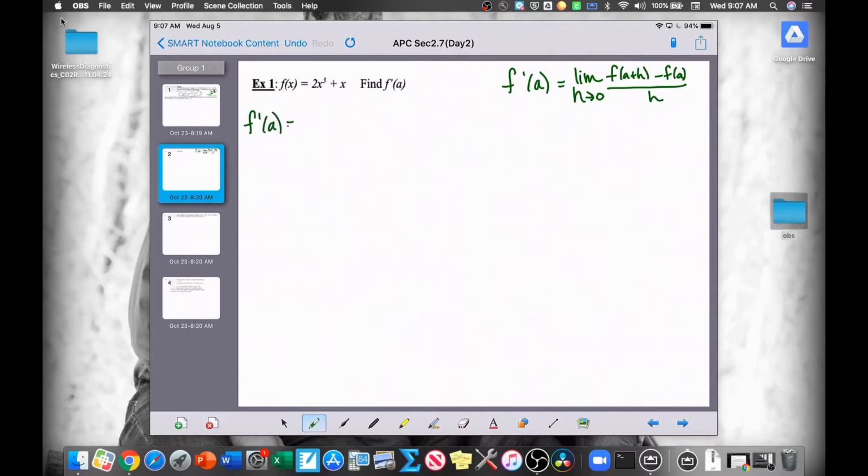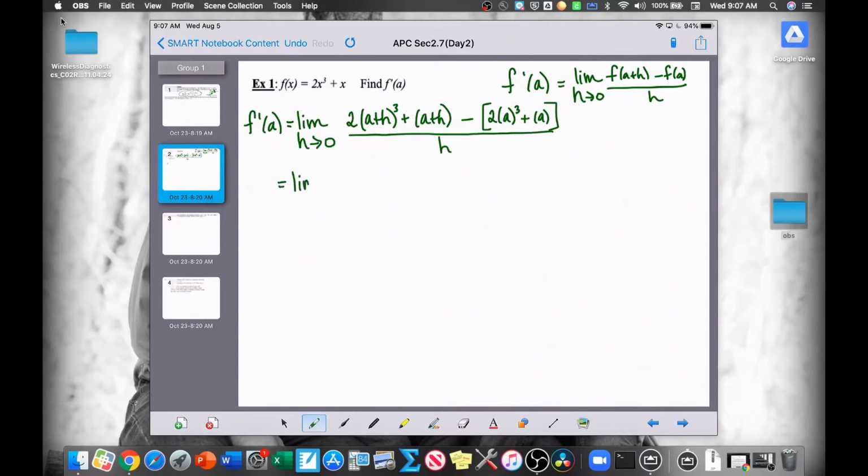f prime of a is going to be equal to the limit as h approaches 0 of f of a plus h. So 2 times a plus h quantity cubed plus a plus h. And then we have to subtract f of a. So I'll use a bracket here. 2 times a cubed plus a. And again, all divided by h. All right, now we just need to do some algebra and simplify and reduce so that we can evaluate our limit when h is 0.